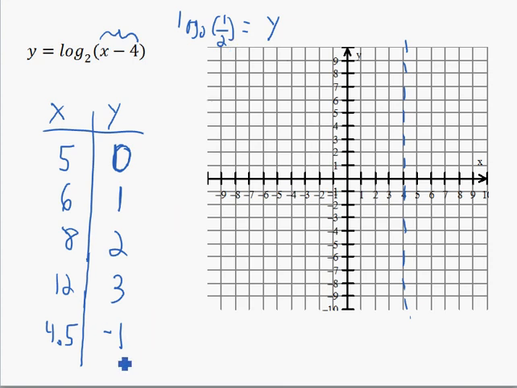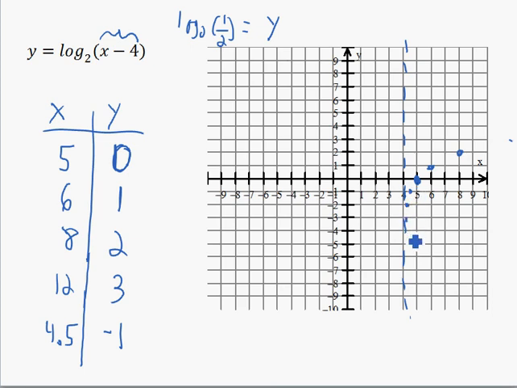That's probably enough. You can choose a couple more fractions, but you're just going to see that y will keep getting more and more negative, and the x values get closer and closer to 4, causing this asymptote here. So the points we have right now are 5, 0, 6, 1, 8, 2, and then 12, 3 would be out here somewhere. We also have 4.5, negative 1, that's right here. As you go along, these points just get closer and closer to the asymptote.